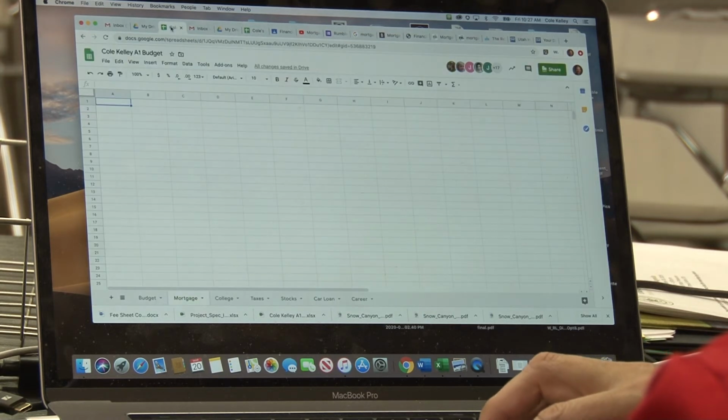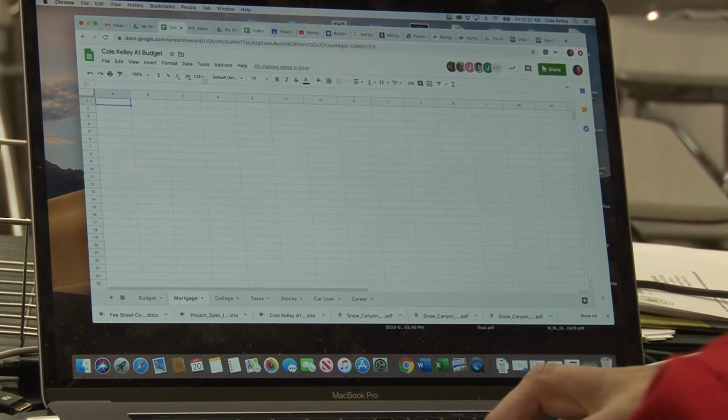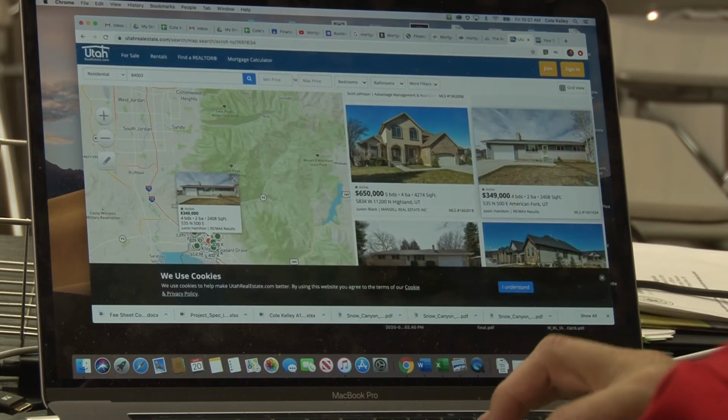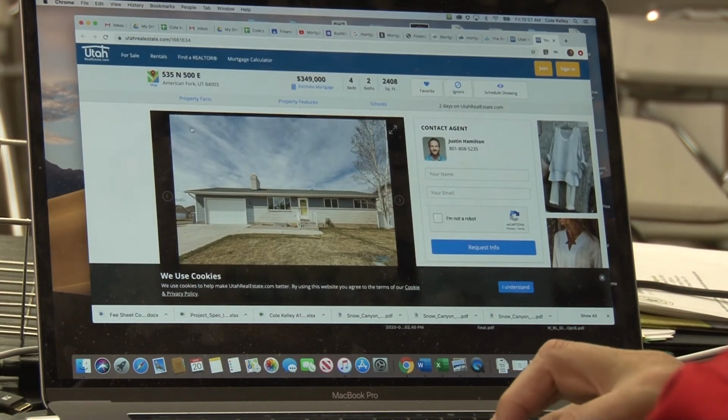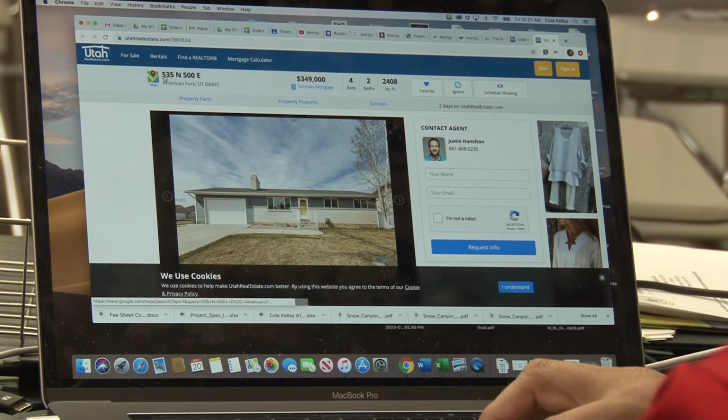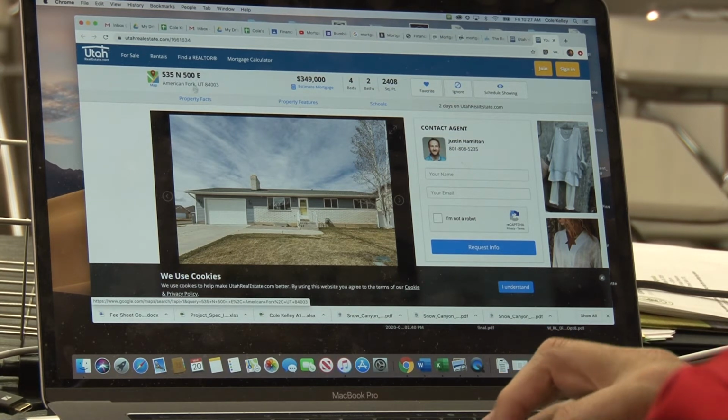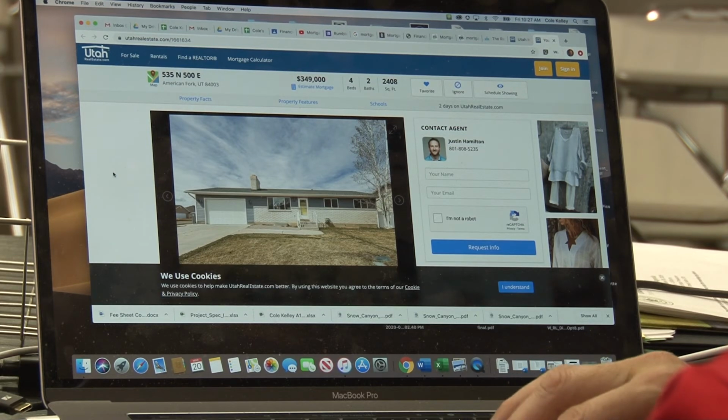So I'm going to go right here to my Google Sheet. What I want you to do is, once you find a home that you think you would be interested in, we're taking the details of this home right here, and we're going to take the address of it and put that in.